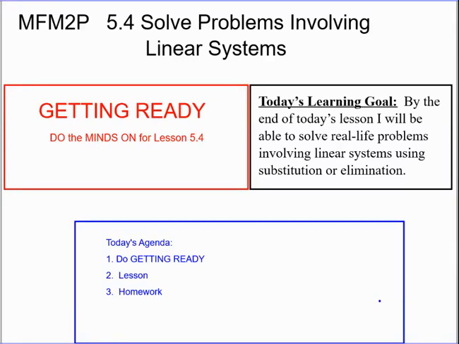Okay, welcome to grade 10 Applied Math. We're in Unit 2, Chapter 5, and Lesson 4 is all about solving problems involving linear systems. We've been solving problems by graphing, by a substitution method, and by elimination. And today we'll be choosing between those options to solve these problems.